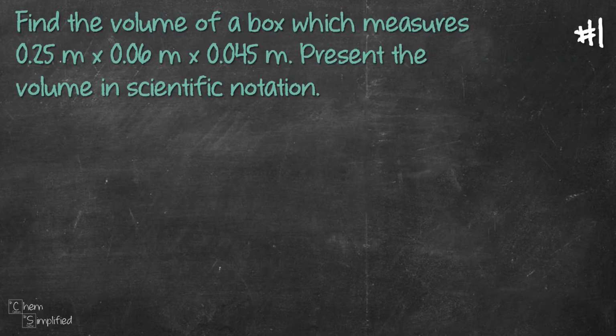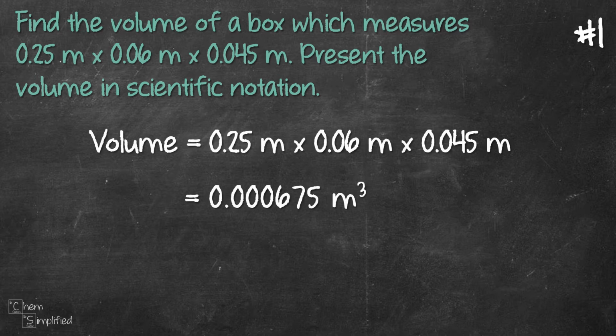We need to find the volume of the box, so we multiply the 3 values and we get 0.000675 meter cube. This is in standard notation. Now we need to convert that to scientific notation. So to do that, we need to move the decimal place to the right 4 steps until we reach past 6. The reason we stop at 6 is because scientific notation requires 1 digit before the decimal place, and it has to run from 1 to 9.